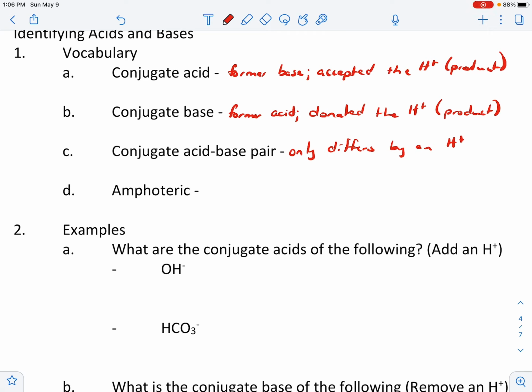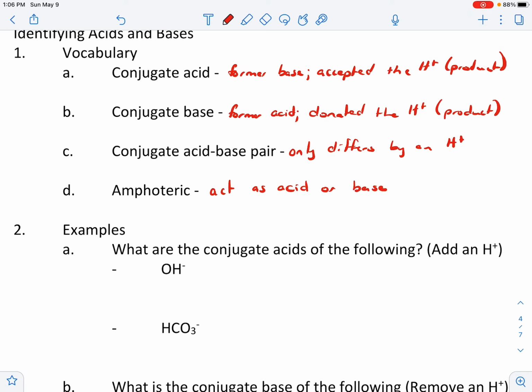Amphoteric is very much the same way. This means it can act as an acid or a base. So it can act as an acid or as a base. We'll see that again in just a little bit. So here we go, some practice.